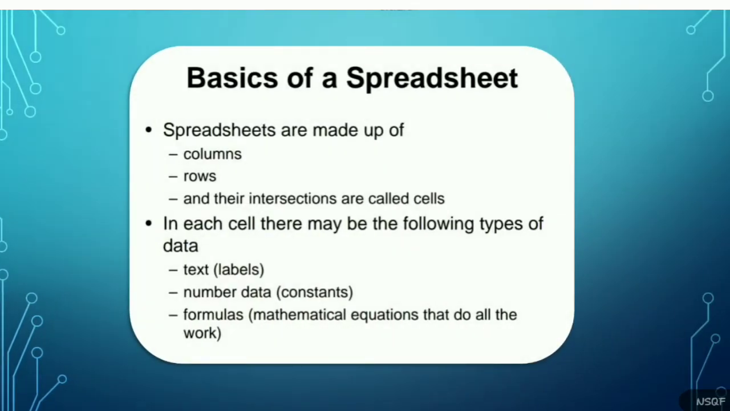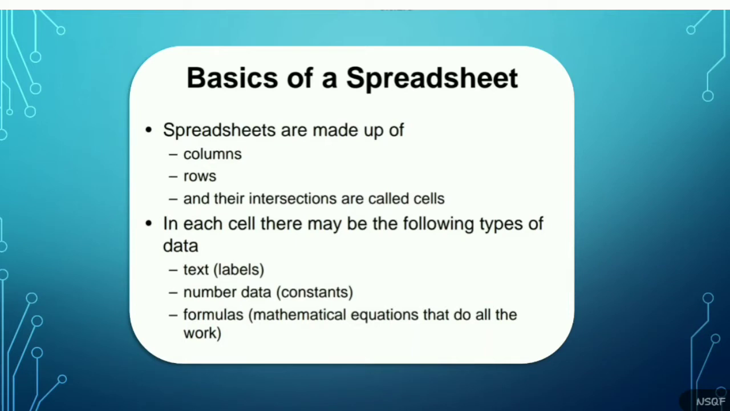So before we start on MS Excel, we'll learn basic things about spreadsheets. Basically these spreadsheets are made up of columns, rows, and the intersection between the columns and rows are called the cells. Each cell may hold the following types of data: text, number data, and formula. Basically we call text labels, and number data are called constants, and whatever work we do with mathematical equations are called formulas.